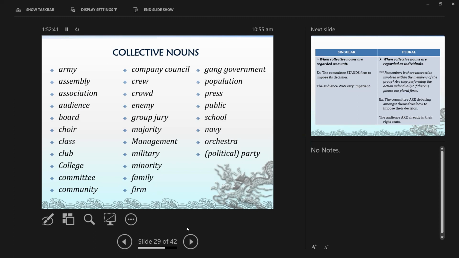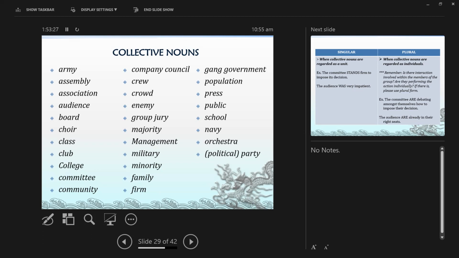Army, assembly, association, audience, board, choir, class, club, college, committee, community, company, council, crew, crowd, enemy, group, jury, majority, management, military, minority, family, firm, gang, government, population, press, public, school, navy, orchestra, party. So when we say collective nouns, they are nouns that are singular in form, but they have a plural meaning. Okay?